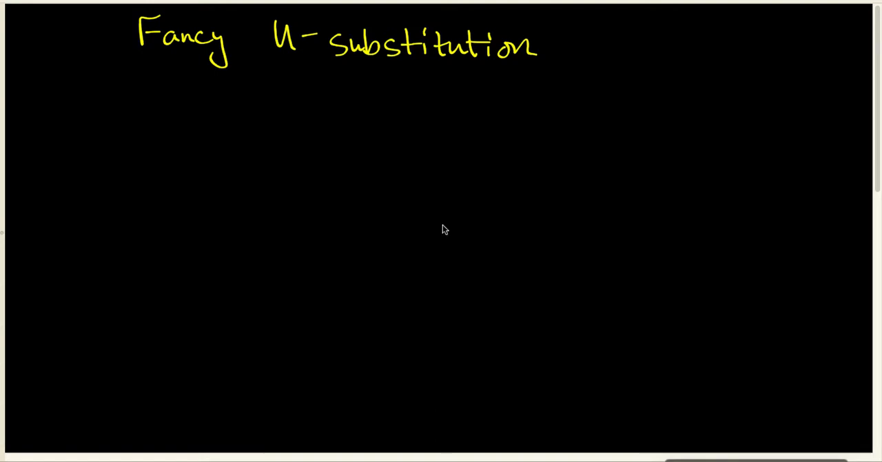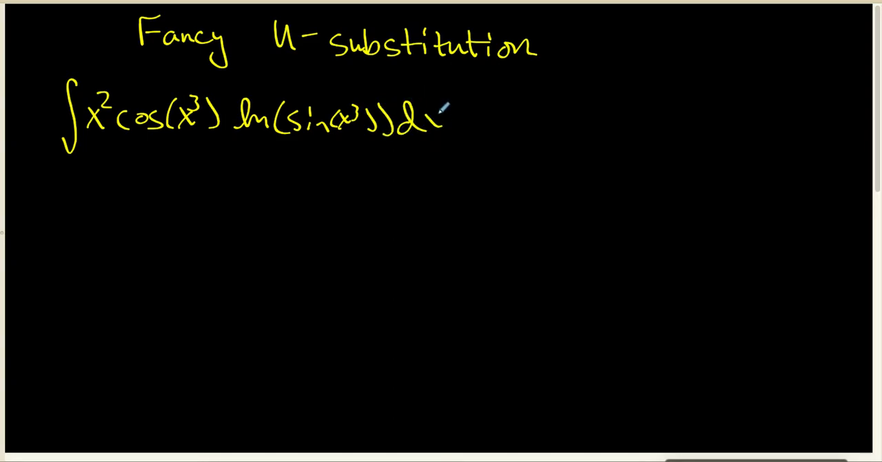In this video, I want to look at an example of what I think of as fancy u-substitution. Our integrand is simply going to involve more than one layer of composition. So I'd like to look at this particular example. I want to find the antiderivative of x squared times the cosine of x cubed times the log of the sine of x cubed dx.